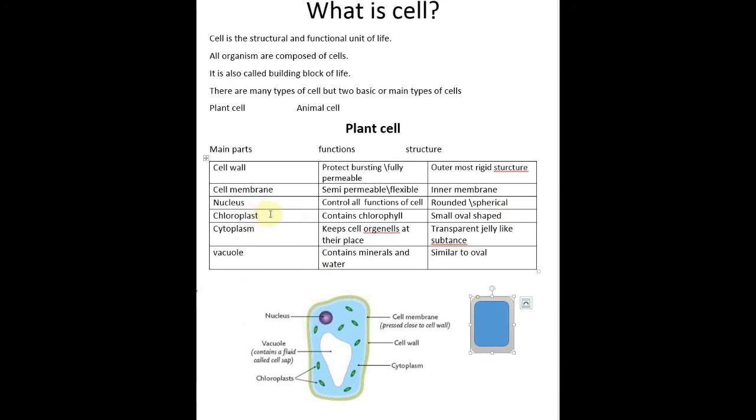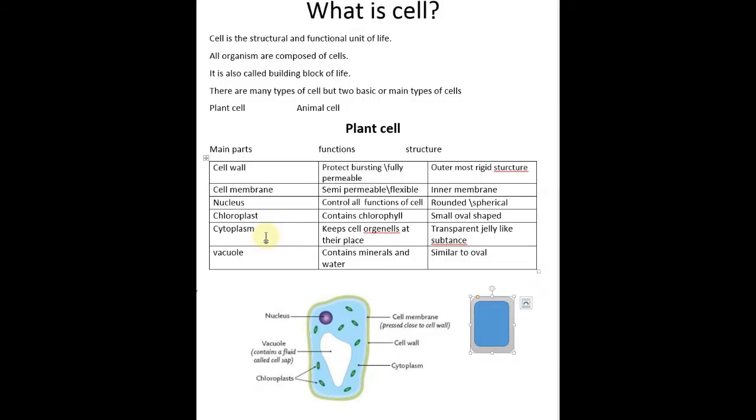The next one is chloroplast. Chloroplast, the structure you can see in the diagram, there are the green parts, the oval shaped green structures. These are chloroplasts. They contain a special pigment called chlorophyll, which is green in color. That's why the chloroplasts are shown green here. So they are small oval shaped bodies that contain chlorophyll inside, which gives plants the green color as well. There are many other functions of chlorophyll, but we will be discussing it later.